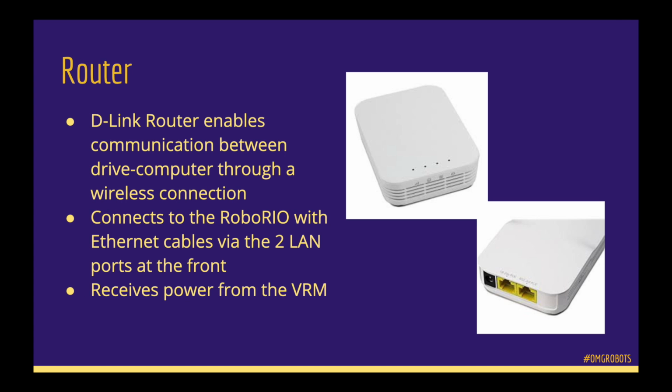The radio, or router, allows the computer to wirelessly connect to the robot, which makes it possible to deploy and run code. It is powered by the VRM and connects to the Roborio and VRM via a PoE cable. It contains several lights at the front that indicate different statuses of the router.